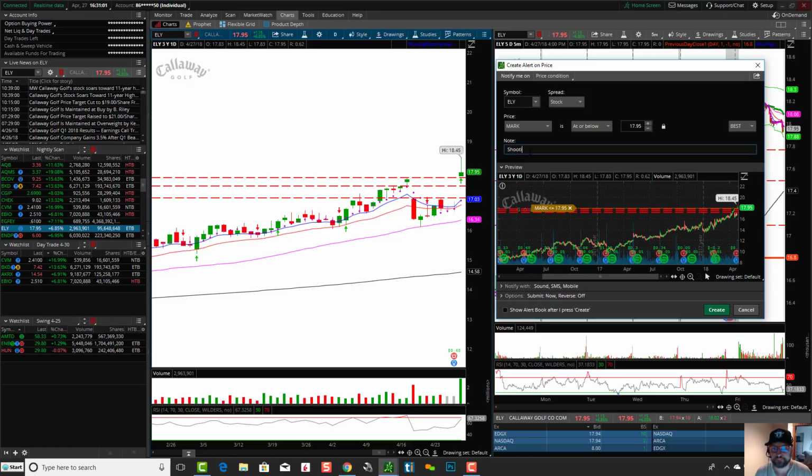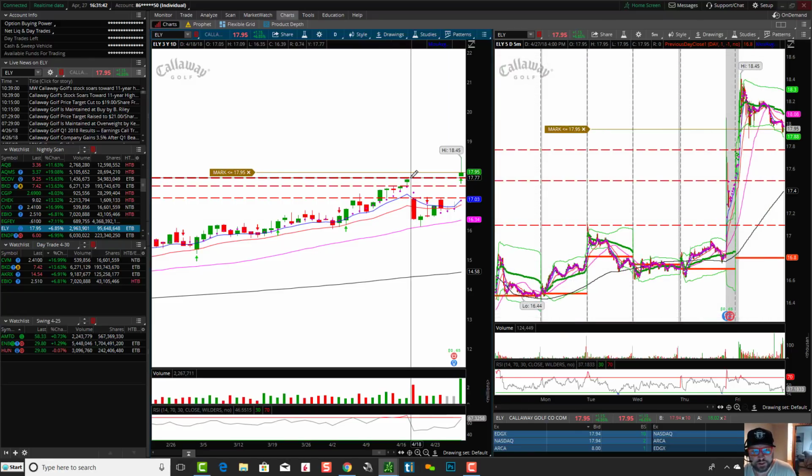Shooting star. If price breaks below 1780s, watch for potential gap fill of gap below in 1750s. All right, let's take a look at this.